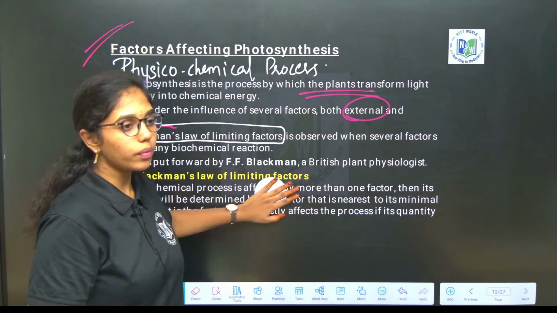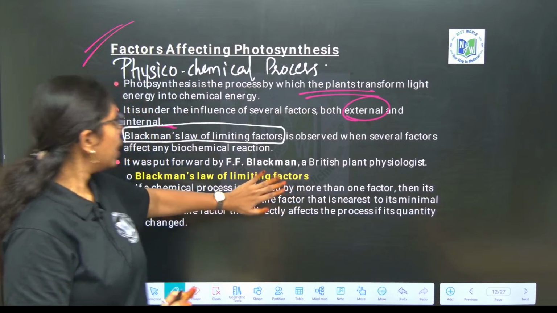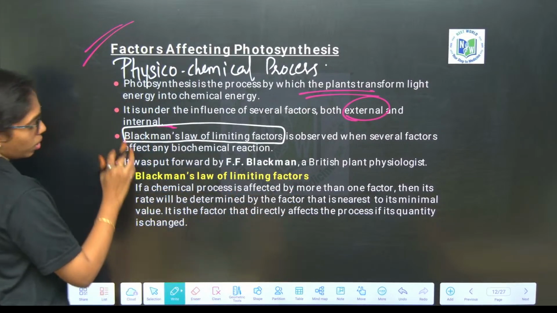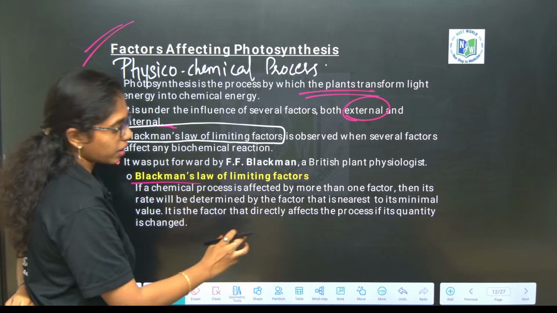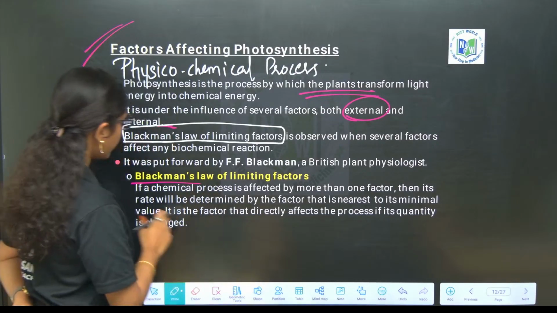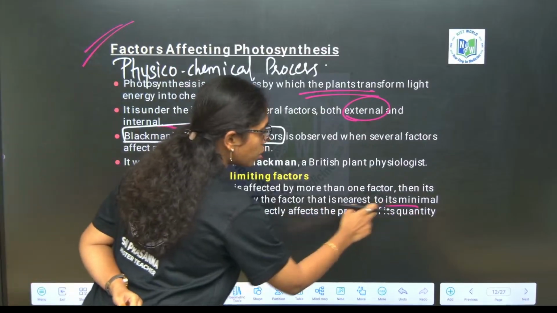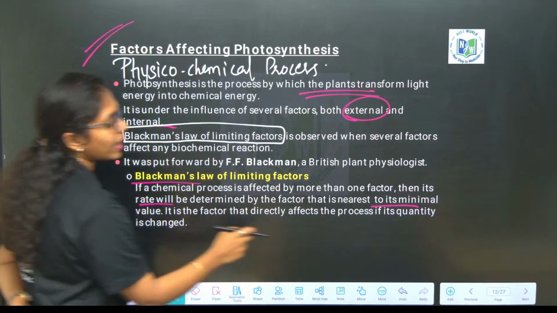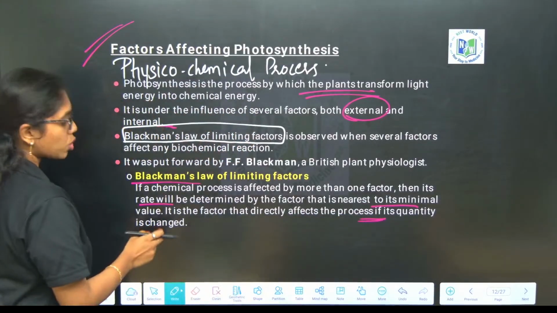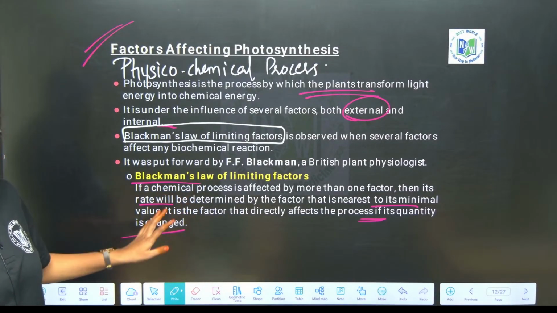Whichever factor is minimal, that will decide the biochemical reaction. I will explain this with a photosynthesis example. You will understand it in more detail. Listen to it. So, Blackman's law of limiting factor: if a chemical process is affected by more than one factor, then its rate will be determined by the factor that is nearest to its minimal value. It is the factor that directly affects the process when its quantity is changed.